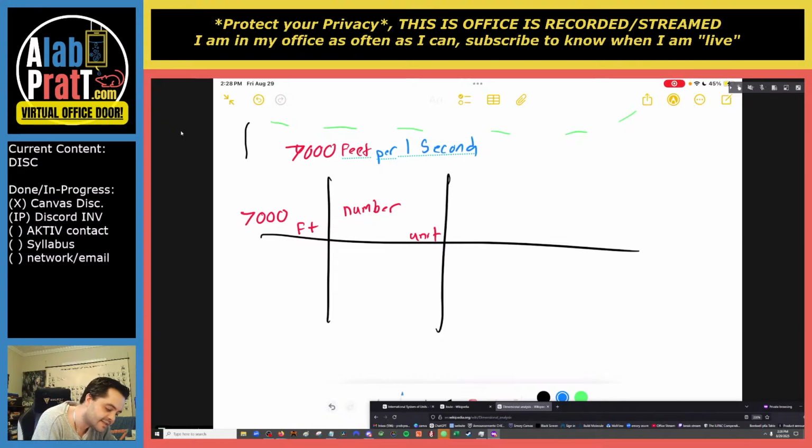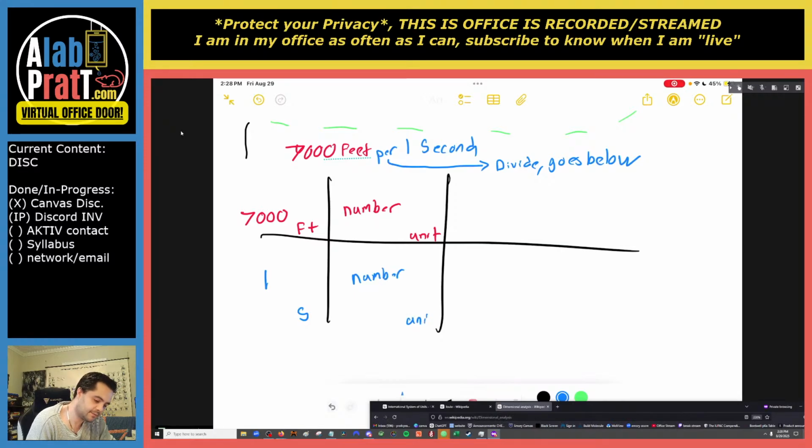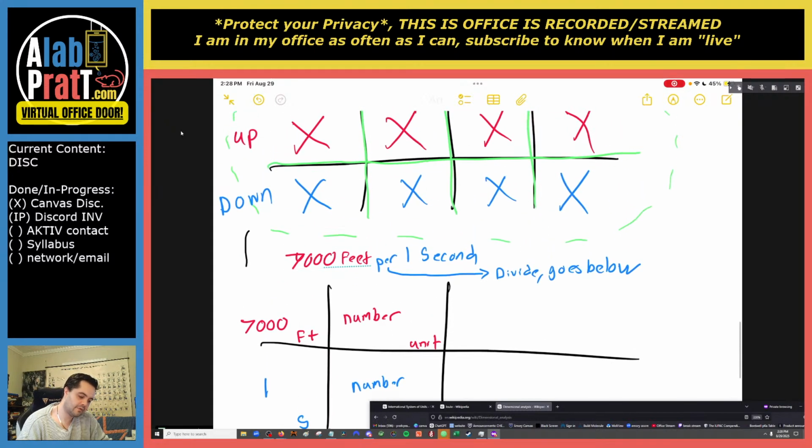And because this is the per, because this means I am going to divide, it goes below. And so I'm going 1 second. Once again, I have my number and my unit. So let's briefly let our eyes go back and see. There is this up area for things that are not per. They don't have exponents with a negative in them. These are positive exponents.